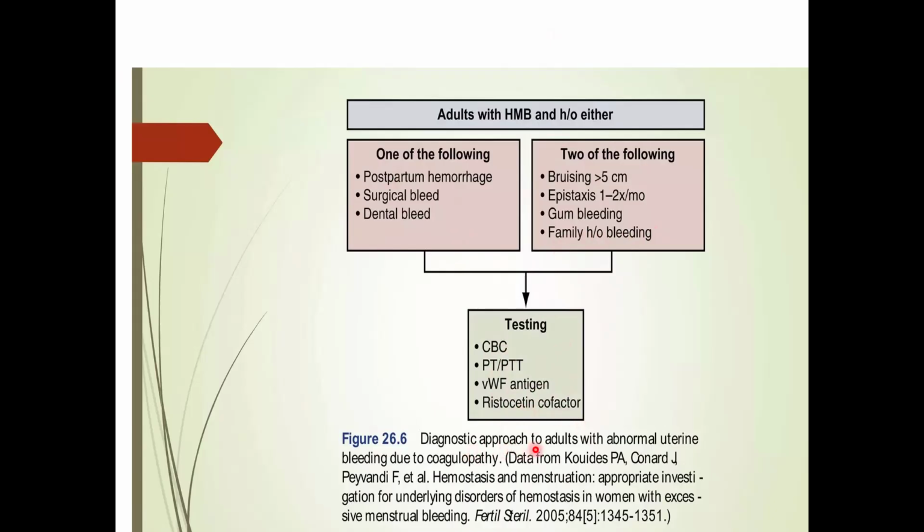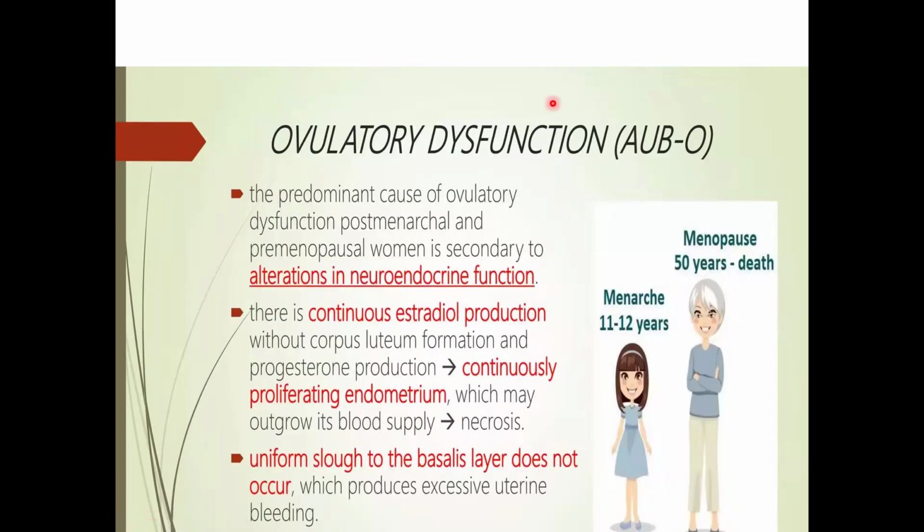Diagnostic approach to adults with abnormal uterine bleeding due to coagulopathy. It is the structural diagram for the diagnostic approach. Now, ovulatory dysfunction, also known as AUB-O.